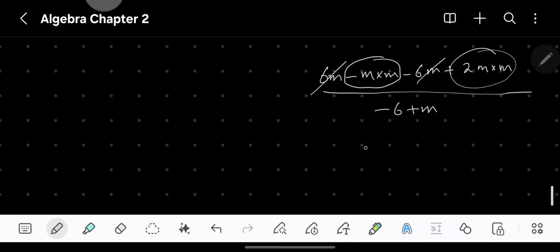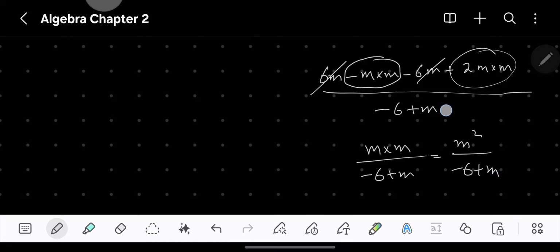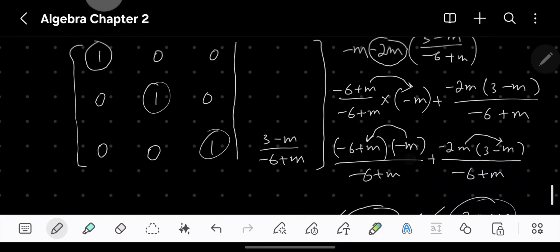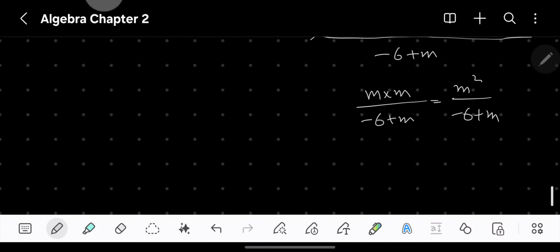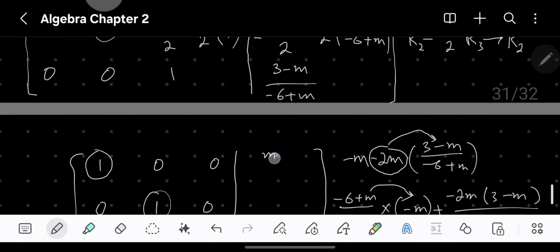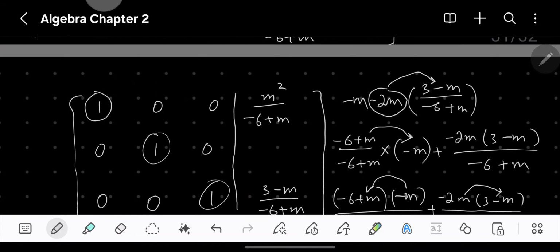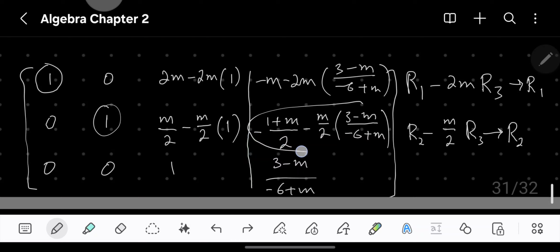So I will write 1 times m over minus 6 plus m. What does that mean? m square by minus 6 plus m. So this is the thing. So I will write m square over minus 6 plus m. So I will perform similar calculations for this value.